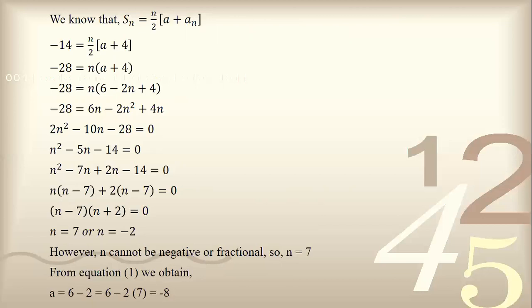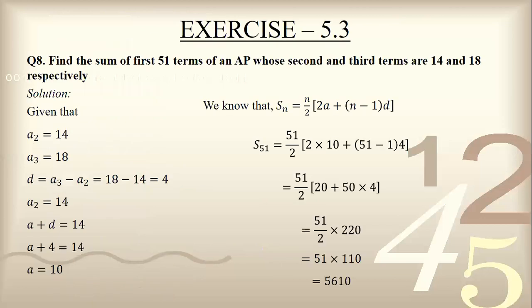We are using factorization method. Minus 5n can be written as minus 7n plus 2n. So n is taken common out, n minus 7 plus 2 taken common out, n minus 7 equal to 0. (n minus 7) into (n plus 2) equal to 0. So n is 7 or n is minus 2. However, n cannot be negative or fractional. We saw it in the previous question also. So n is 7. From equation 1, we obtain that a is equal to 6 minus 2n, which is 6 minus 2 into 7, which is minus 8.